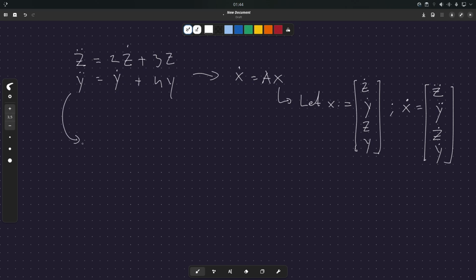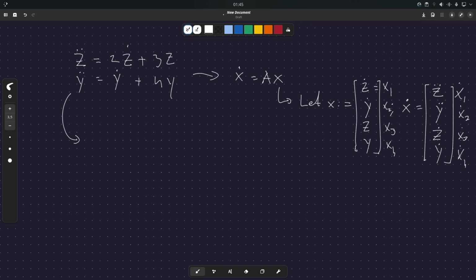Now, we can substitute these two into our original equations. And then we would get, for z double dot, that doesn't exist in our x. So we need to use our x dot, right? And I'm going to write this down as x1 dot, x2 dot, x3 dot, and x4 dot. And here it's just x4, x3, x2, and x1. That's just notation. I just call them like that, but they're still the same variable.